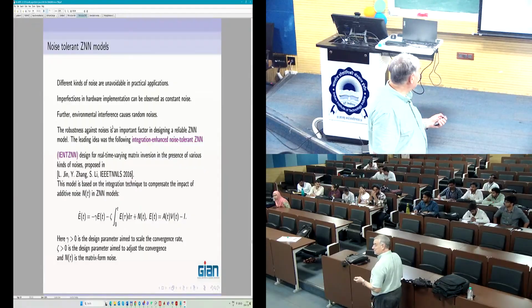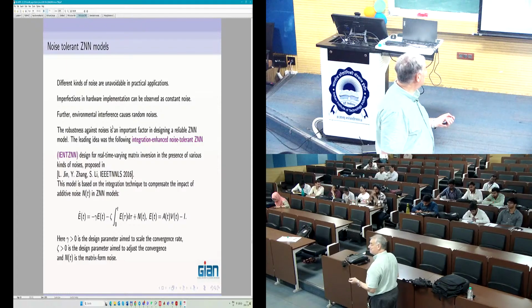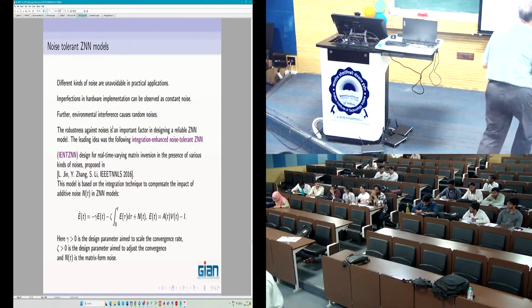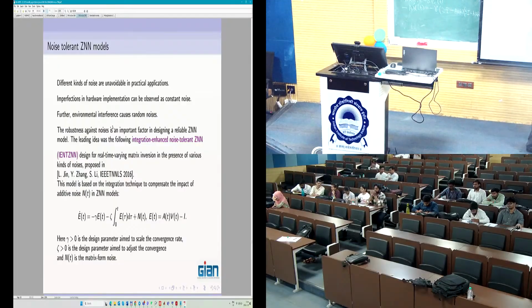Here we will consider another improvement of ZNN dynamics. We know that the original ZNN dynamical system is based on the design of the derivative of the error function. I will repeat it, if you can start to trace. The derivative of the error function is equal to minus gamma times the error function. We force the error function to 0. It is the original ZNN dynamics.